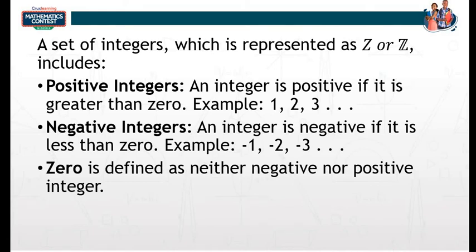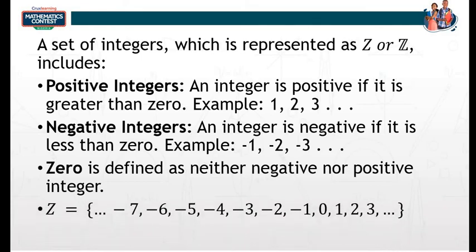It's just neutral. So here are examples of your integers: -7, -6, -5, -4, -3, -2, -1, 0, 1, 2, 3. And this is the symbol for integers. This is how we represent integers using a symbol. You can have it this way or this way.